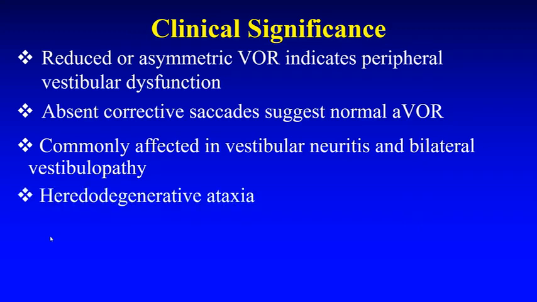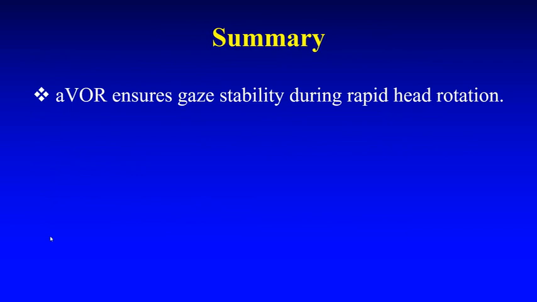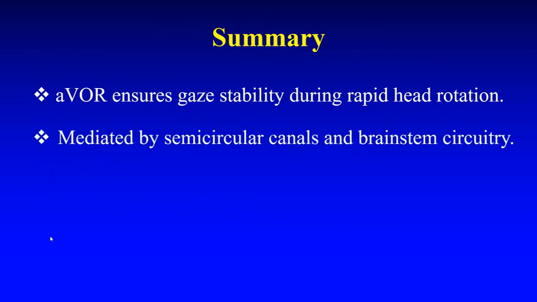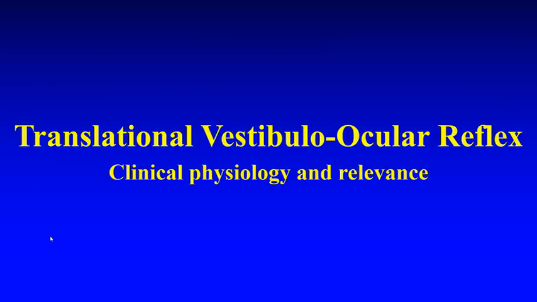In hereditary degenerative ataxias, posterior circulation stroke, multiple sclerosis, and traumatic brain injuries, it may be affected, but the findings are not clinically diagnostic. Summary: angular VOR ensures gaze stability during rapid head rotation. It is mediated by semicircular canals and brainstem circuitry, and is a clinically testable and adaptable reflex.